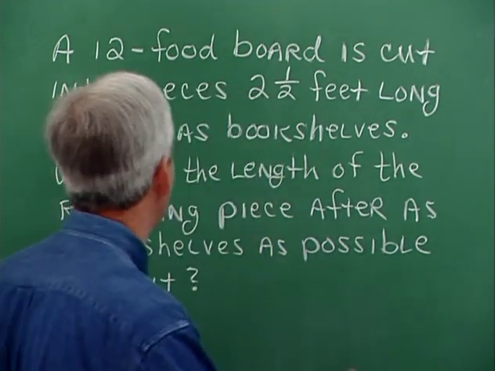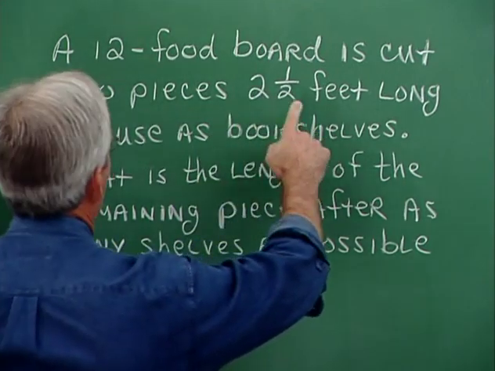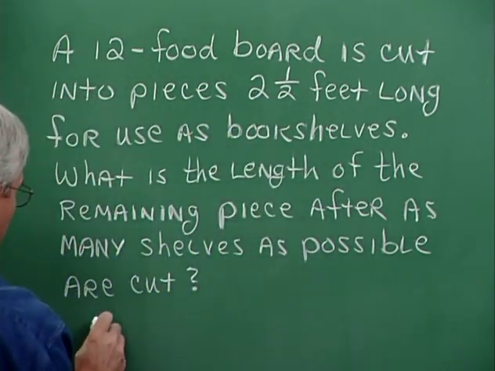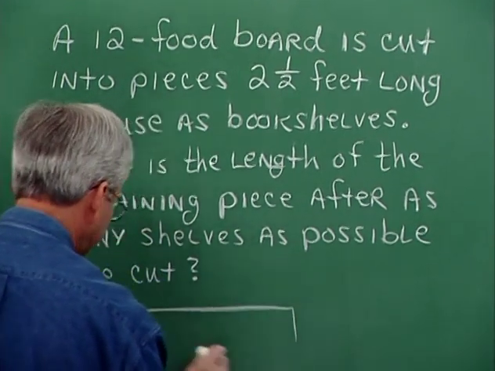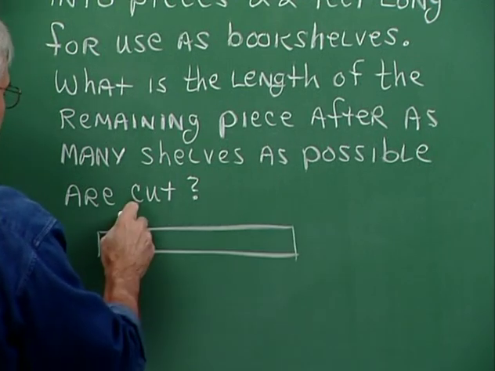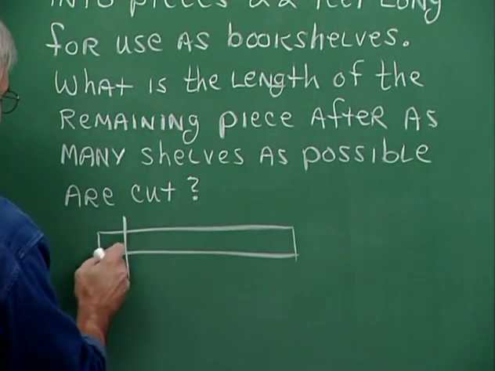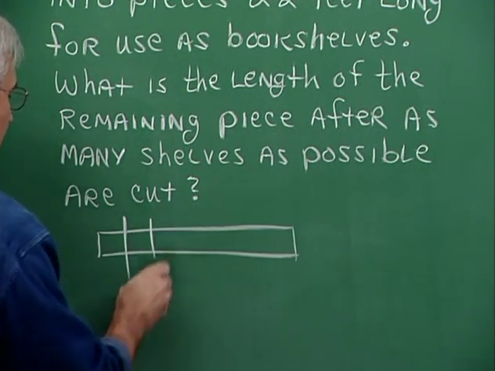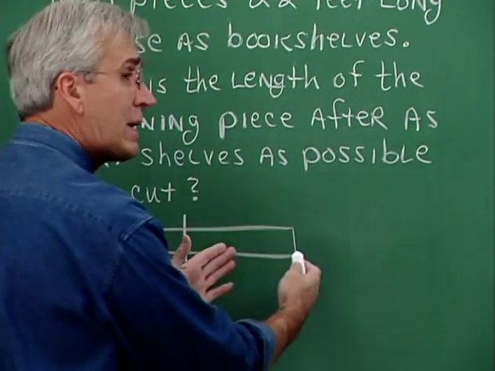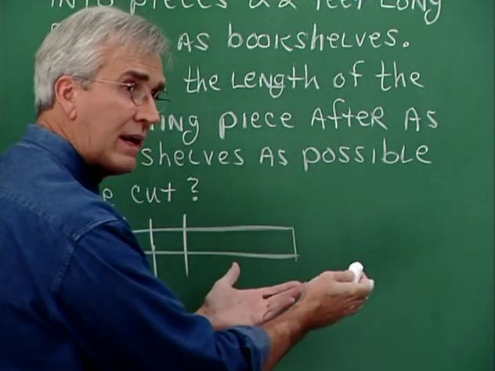We're starting with a 12-foot board, and we're cutting pieces that are 2.5 feet long. So it's kind of like we have a board like this. Let's say this is 12 feet, and we cut off a piece, and so there we have a shelf, and then we cut off another one, and we have another shelf, and we cut off another one, and we have another shelf. And when we cut as many as we can, then we want to find out what's left over.